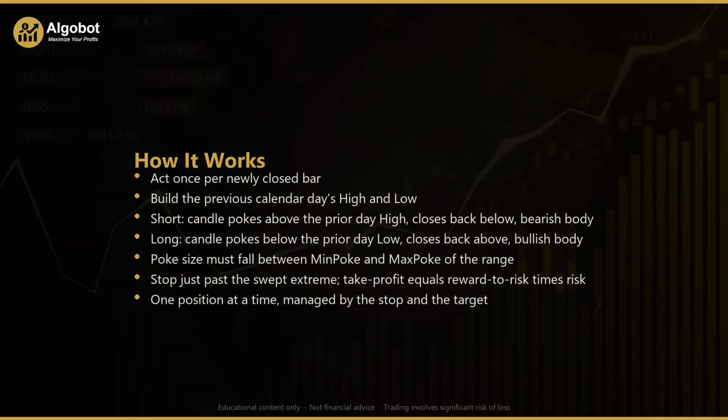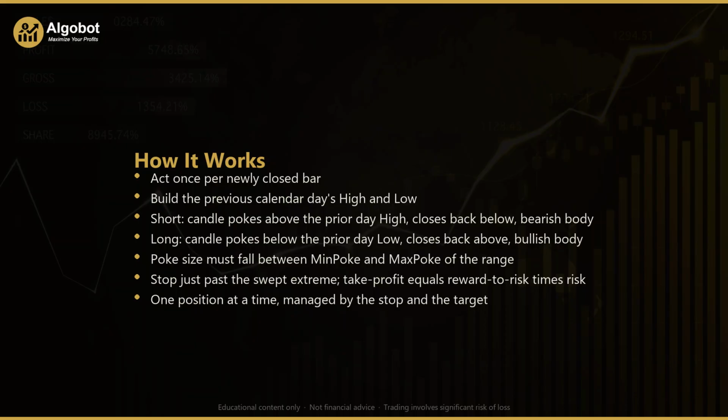Let's break down the mechanics step by step. The strategy works on a single principle: failed breakouts of the previous day's range. Before anything else, the EA acts only once per newly closed bar. It waits for a candle to fully close before making any decision, so it's reacting to confirmed price action rather than to a flickering, unfinished candle.